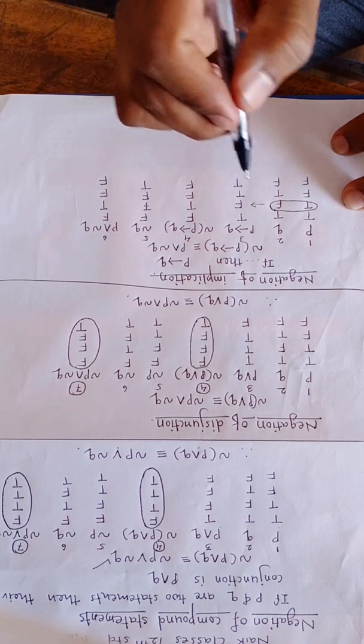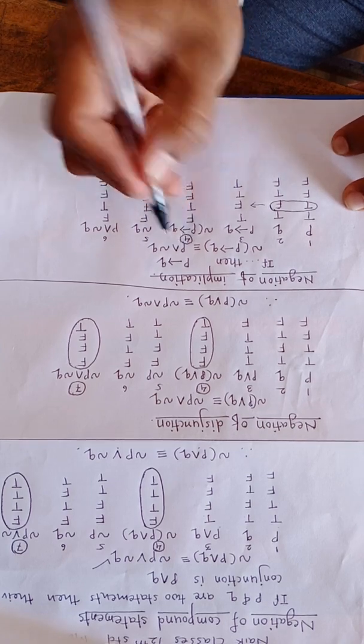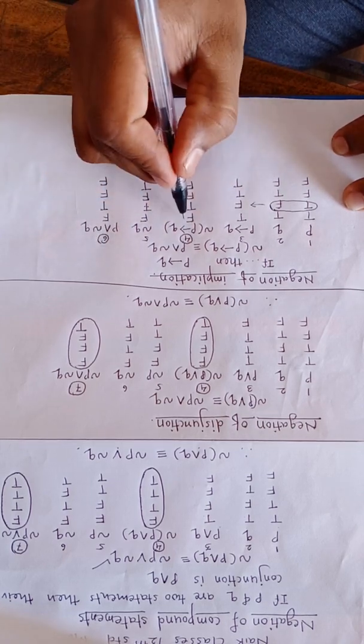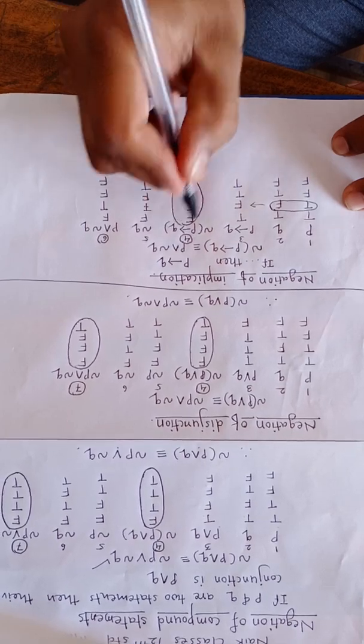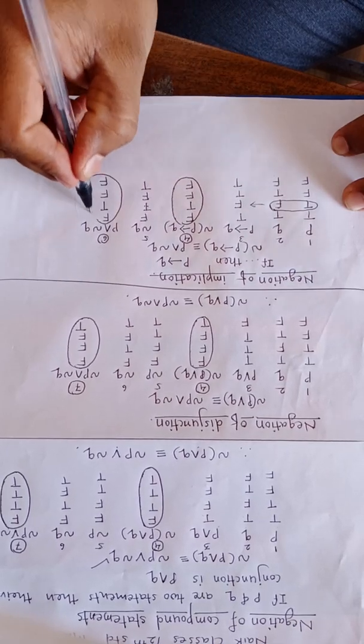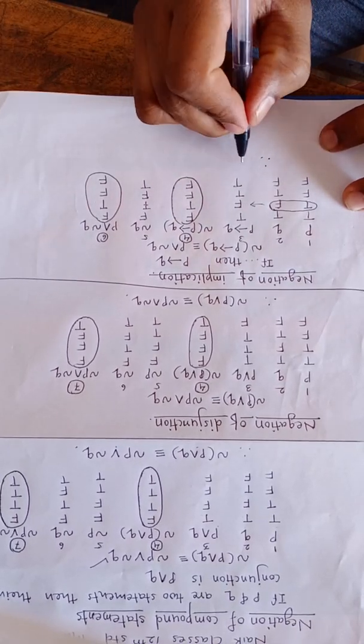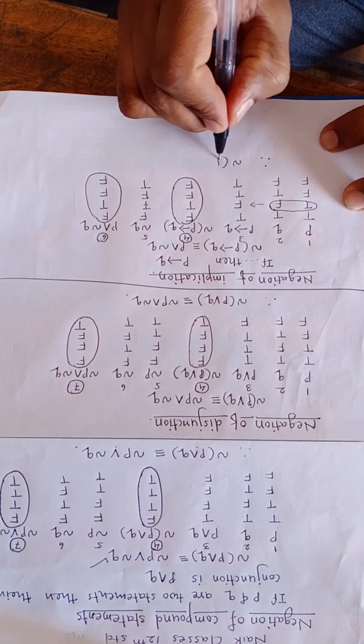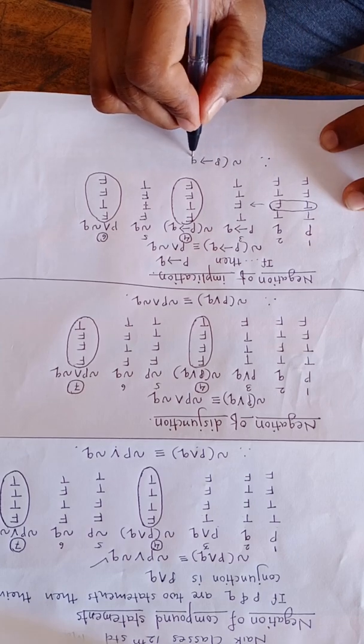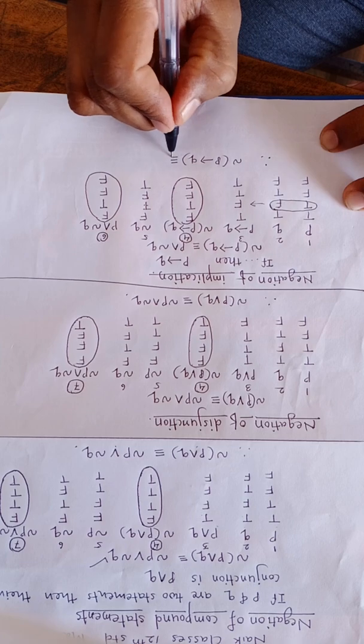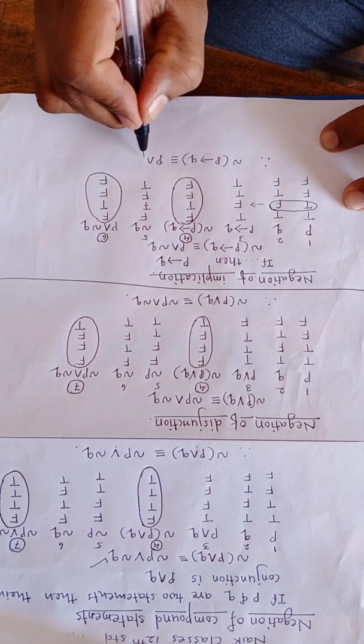Now see entries in the columns 4 and 6 which are identical. So therefore, we can write this as negation of P then Q is equivalent to P and negation Q.